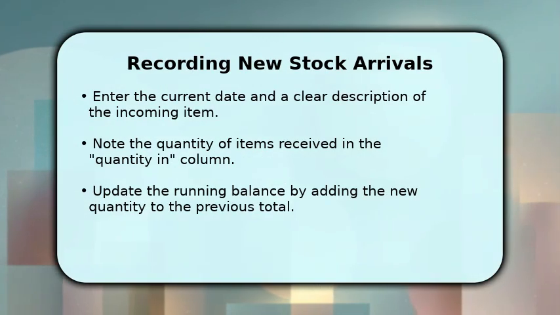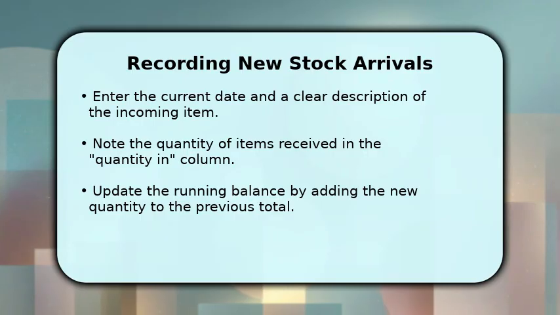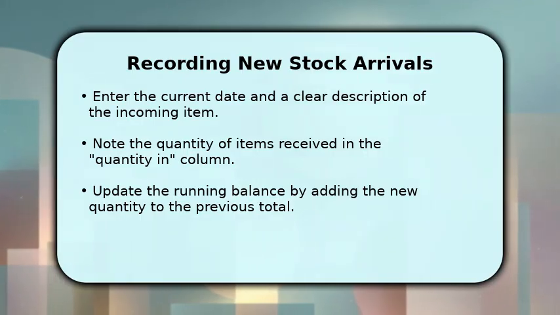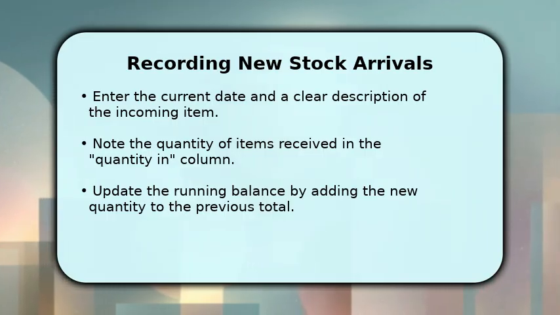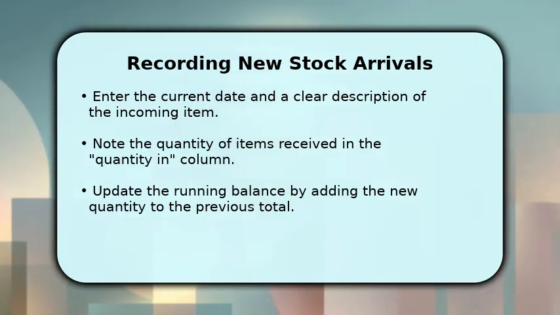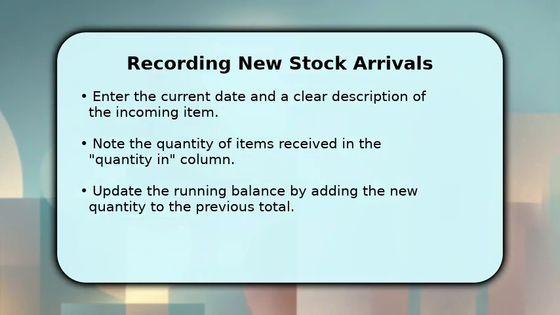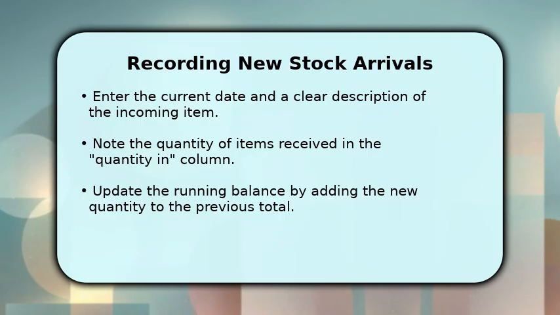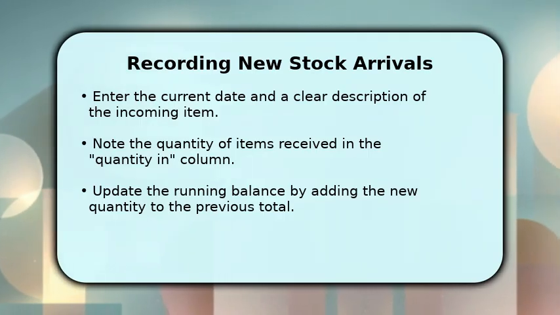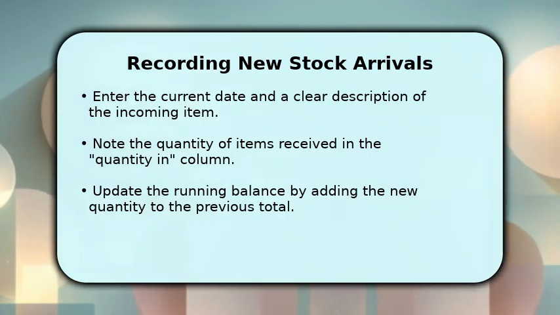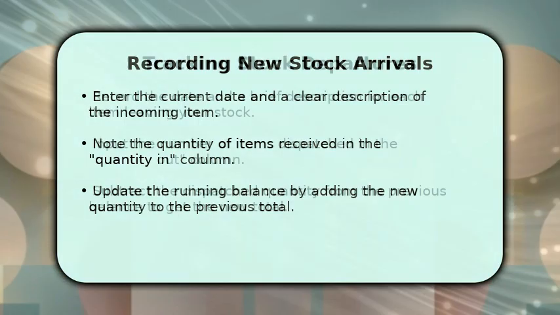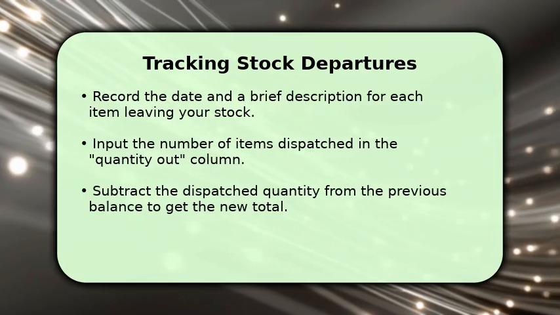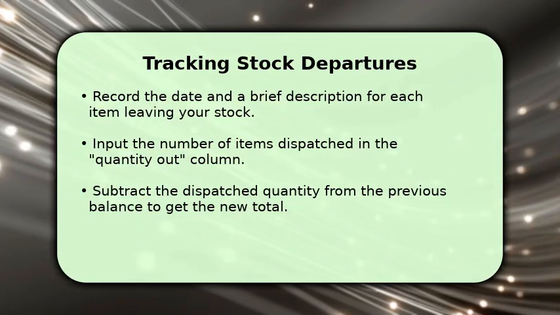When new stock arrives, the first step is to accurately record it. Begin by writing down the current date and a clear, concise description of the incoming item. Then, in the quantity in column, carefully note the exact number of units received. Finally, update your running balance by adding this new quantity to the previous total, ensuring your register always reflects the most current stock level.